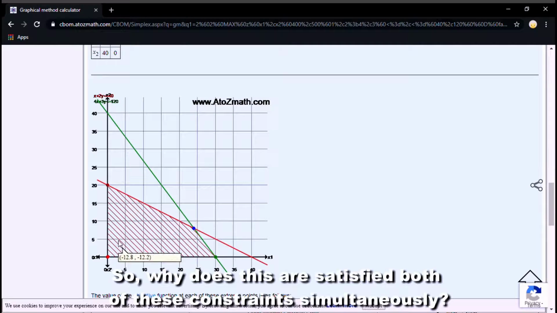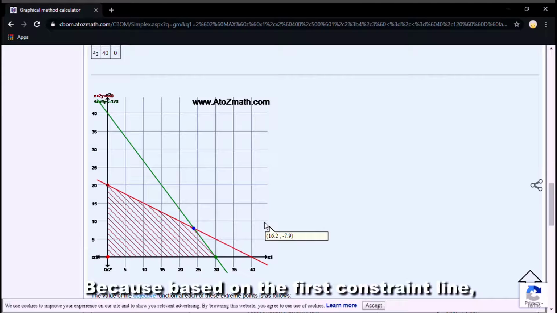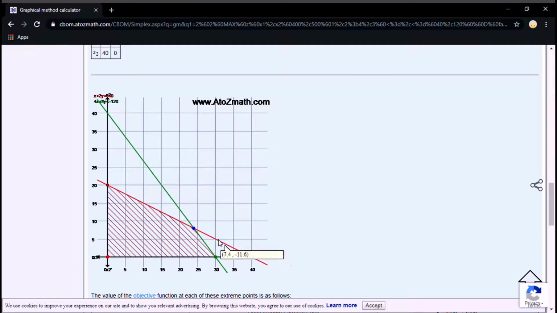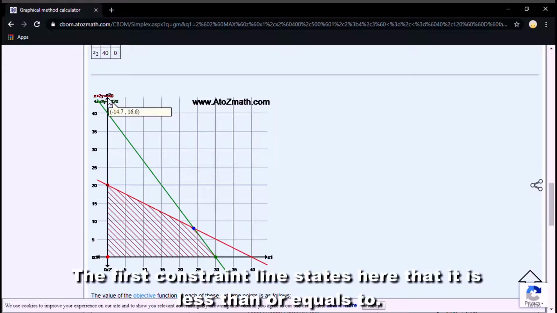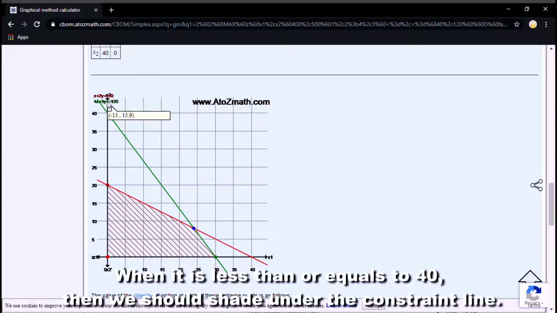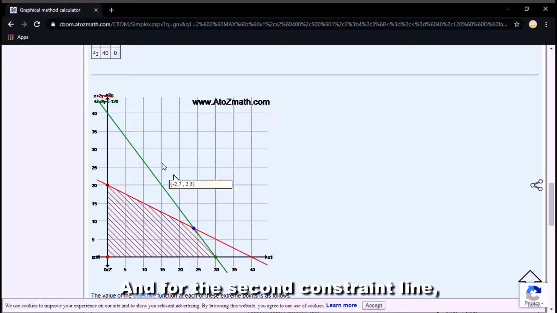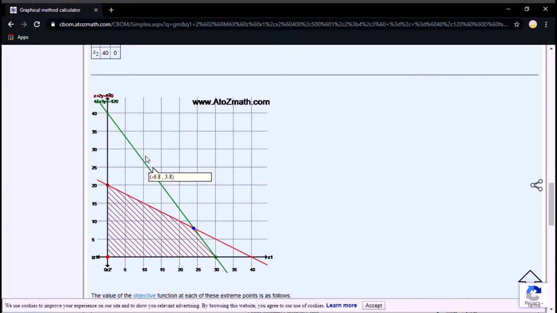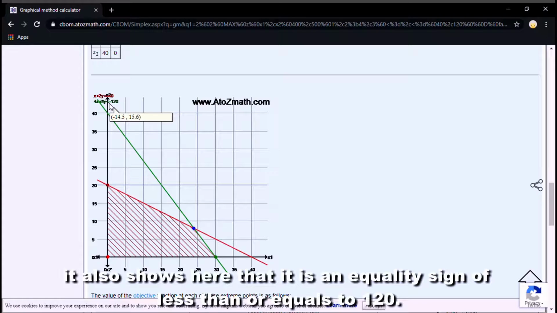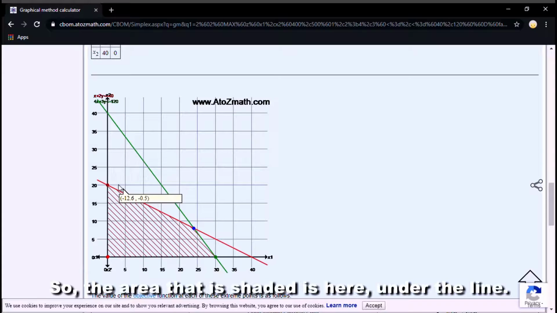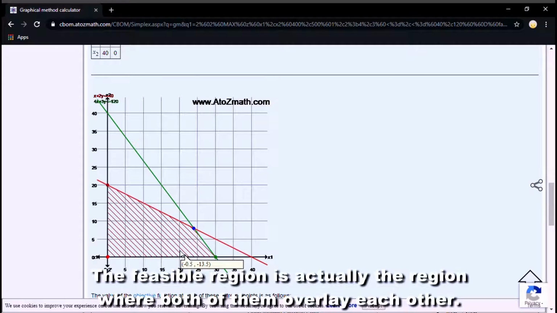So why does this area satisfy both of these constraints simultaneously? Because the first constraint line states here that it is less than or equal to 40, so we should shade under the constraint line. And for the second constraint line, it also shows here an inequality sign of less than or equal to 120. So the area that is shaded is here under the line. So the feasible region is actually the region where both of them overlap each other.